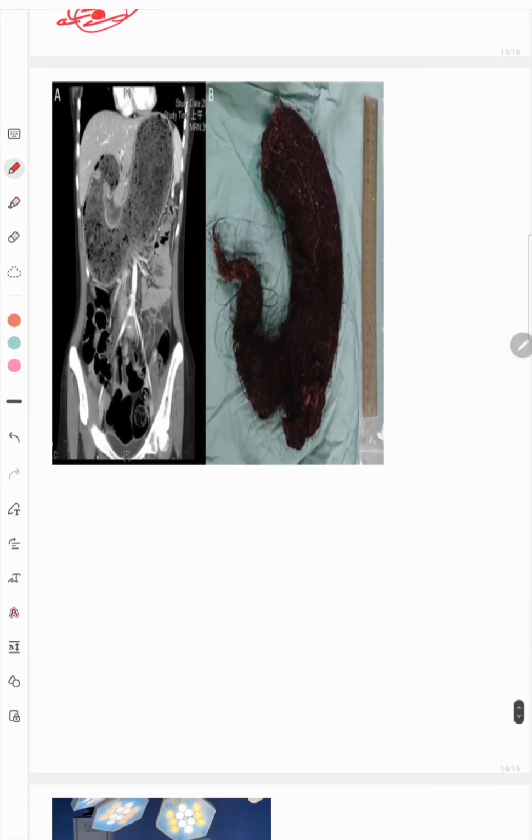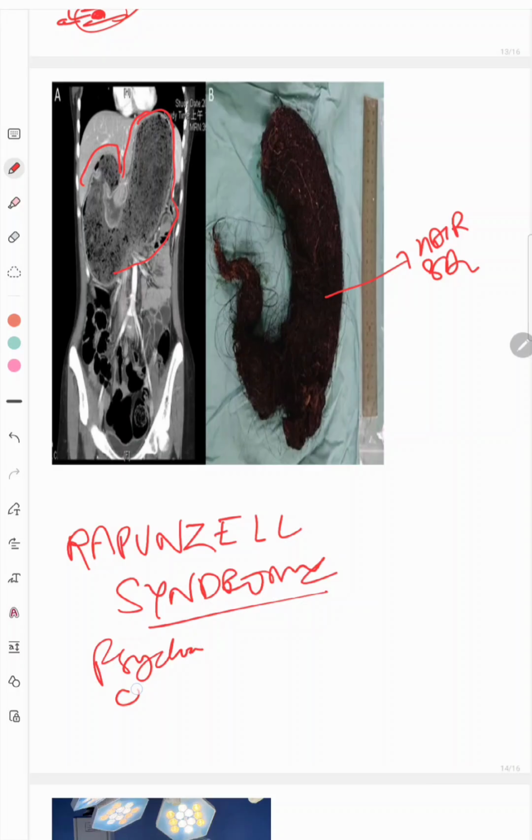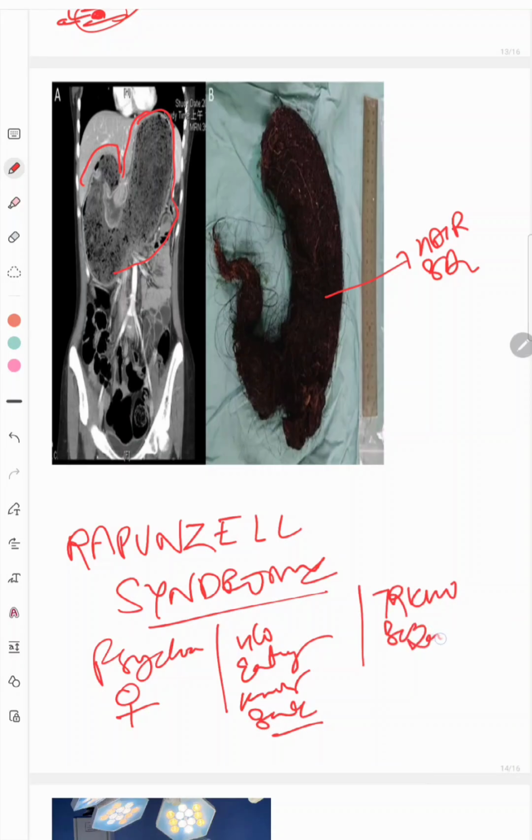And here is the slide showing hair ball in stomach. This is the CT showing hair ball. This is known as Rapunzel syndrome. Psychiatric females, history of eating hair, trichobezoar.